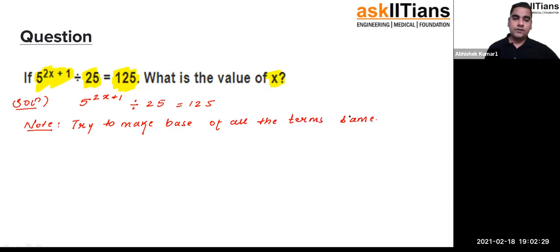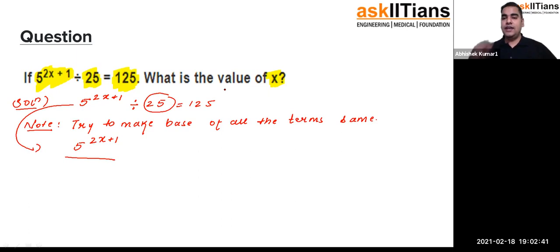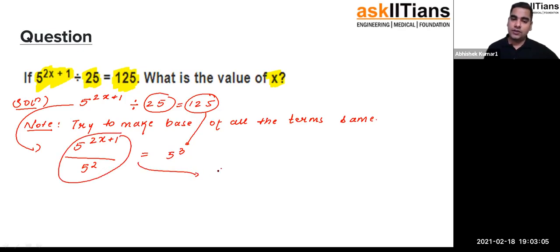So we already have 5 raised to the power 2x plus 1, so we are not going to do anything here. But 25 you can always write as 5 raised to the power something, because when 5 is raised to the power 2, you get 25. So this is 5 raised to the power 2. And 125, if you prime factorize it, you will see that 5 raised to the power 3 gives 125. So you can replace 125 by 5 raised to the power 3. Now I can use this rule of exponent, that a raised to the power m by a raised to the power n gives a raised to the power m minus n.